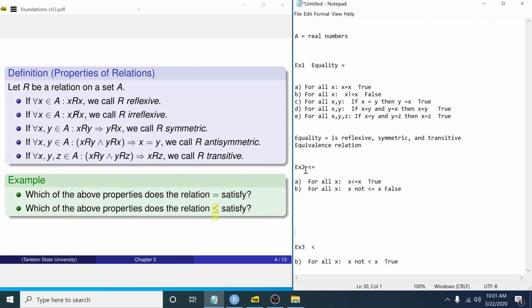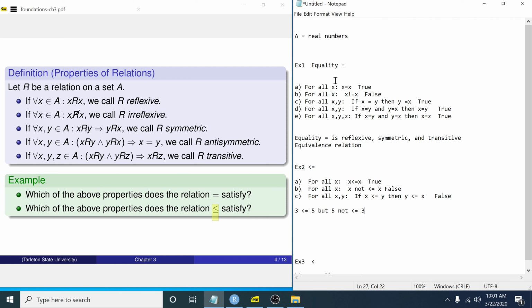Okay, let's go back to example 2. We're talking about less than or equal to. Part C. Is it true that for all x, y in the real numbers, if x is less than or equal to y, then y is less than or equal to x? And the answer to this is that's actually false. A good example of it would be, 3 is less than or equal to 5, but 5 is not less than or equal to 3. And this really captures the idea that symmetry should really mean that the relation is the same when you flip it, when you reverse the order.